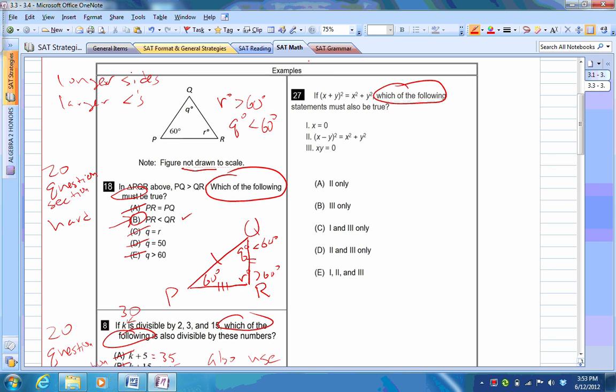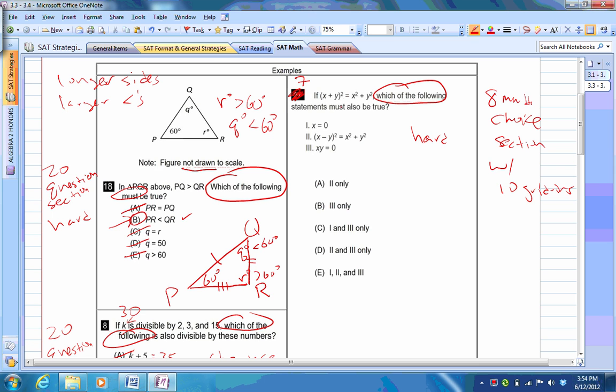This one here would actually be, I think, number 7 from the multiple choice section with the grid-ins. So this would also be considered hard. And using the word must means it has to be true all the time.